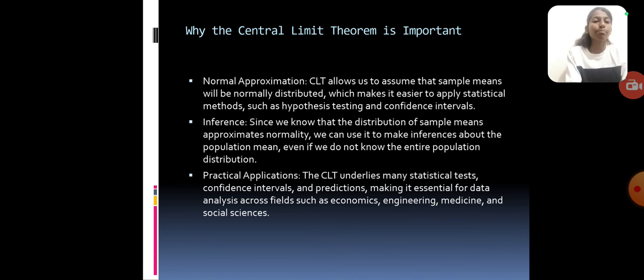And the third one is practical application. The CLT underlies many statistical tests, confidence intervals, and predictions, making it essential for data analysis across fields such as economics, engineering, medicine, and social science.